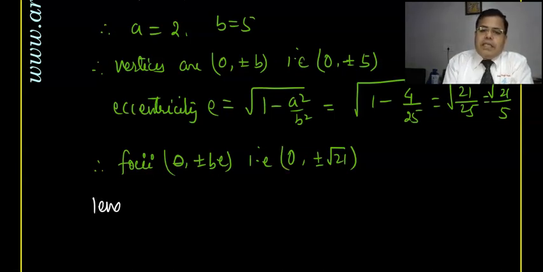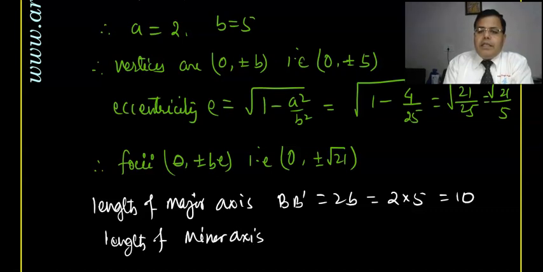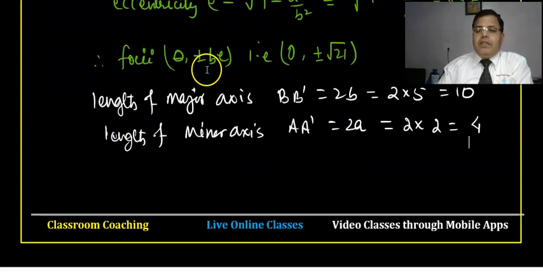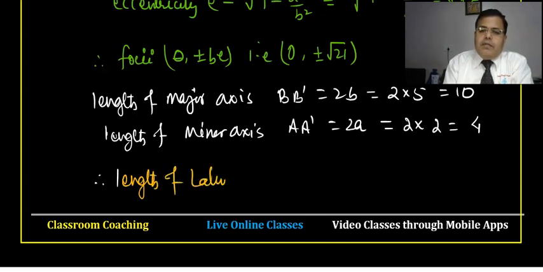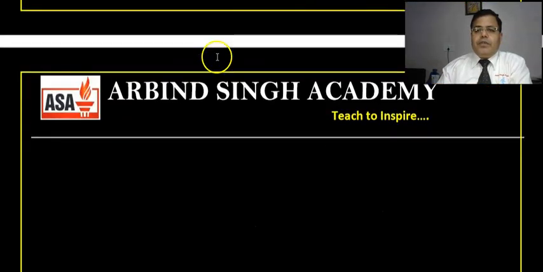And now length of major axis is BB dash here, that is 2b, that is 2 into 5, that is 10. And length of minor axis, that is AA dash, that is 2a, that is 2 into 2, that is 4. Right? So length of latus rectum is 2a square by b. Why is this? Usually it is 2b square by a, but here a is less than b, so 2a square by b, that is a square is 4 and b is 5, so it will be 8 by 5. That's all in this question. I hope you got it.